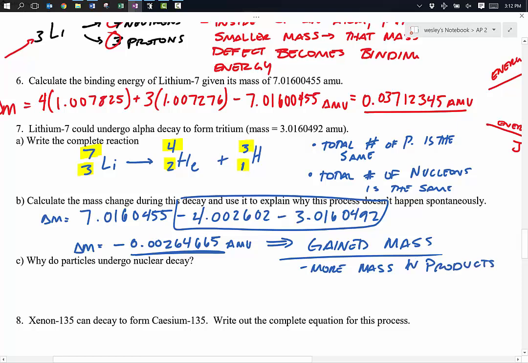This doesn't happen spontaneously because that means we would have had to gain energy spontaneously, and that doesn't happen. So in order for things to undergo nuclear decay, particles must lose mass.